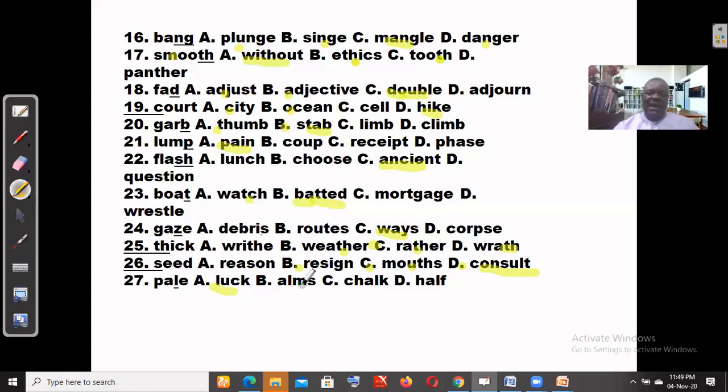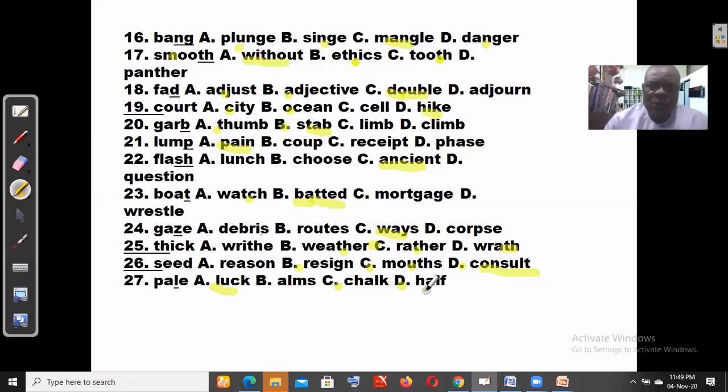Option B, we have arms. Even though we have L in arms, L is silent. Option C is chalk. Even though we have L in chalk, L is silent. It's not chalk with an L sound, it is chalk, all right? Then option D is half. Even though we have L in half, L is silent. It's not half with an L sound, it is half, all right?